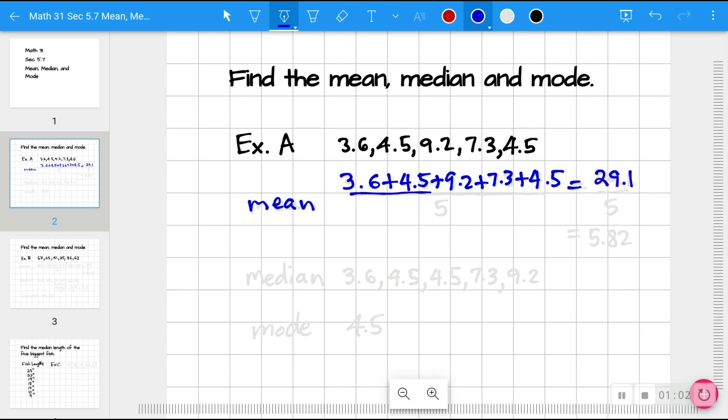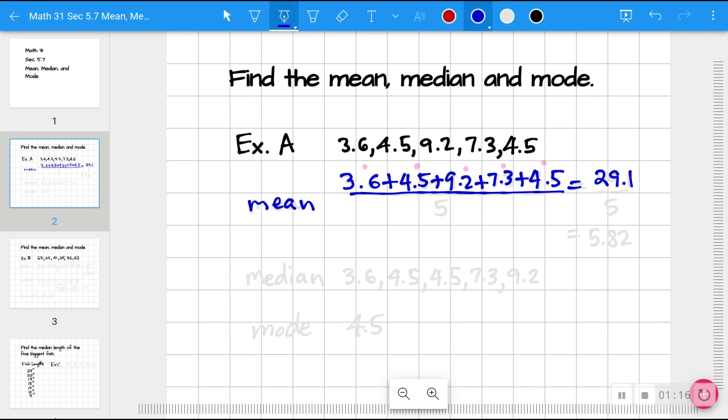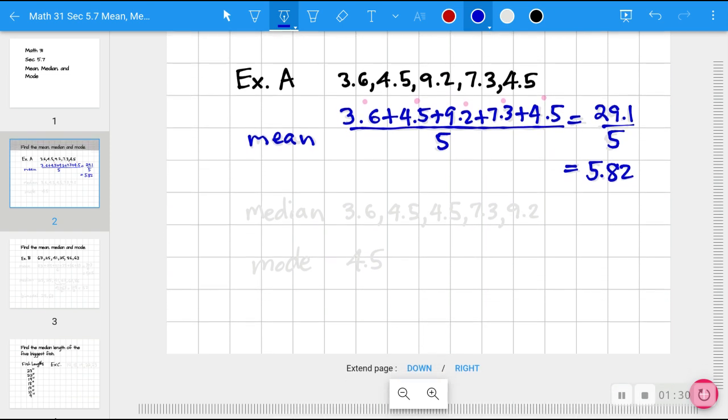And then you divide by the number of data pieces that you just added. So let's count them. There's 1, 2, 3, 4, 5. So we divide by that many. And it's kind of like splitting it evenly between the 5 data pieces. So if you do that, you would get an average of 5.82, otherwise known as the mean of 5.82.